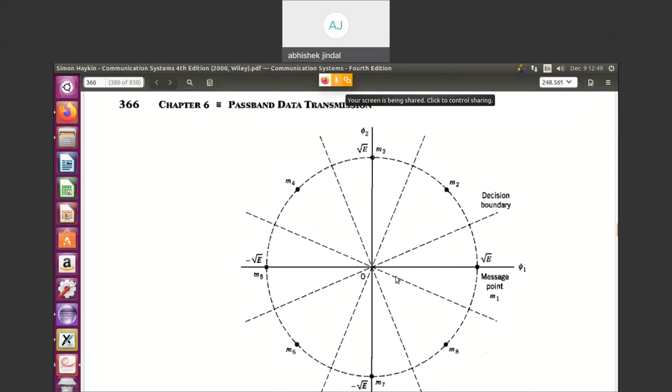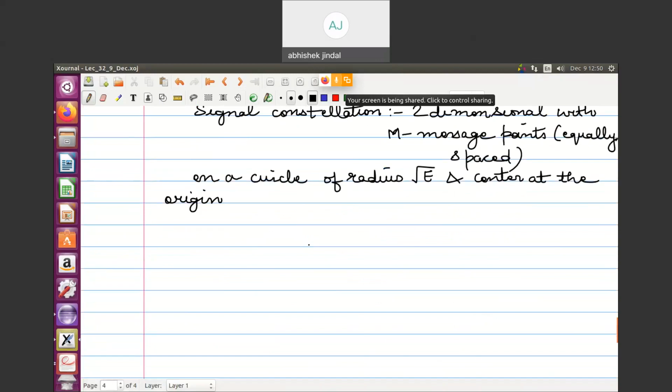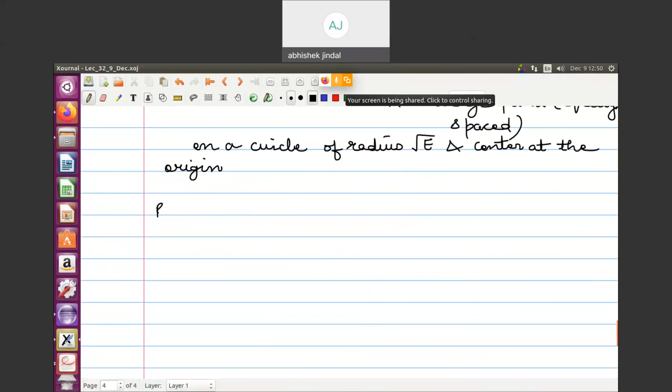These dotted lines are nothing but the decision regions. They are the regions which will tell you that if a point falls in this region, then you will decode it as M2. This region is designed based on the ML criterion mostly. Although the MAP criterion would be the optimal criterion, for that you need prior probabilities. So it is important to derive the probability of error for MPSK.